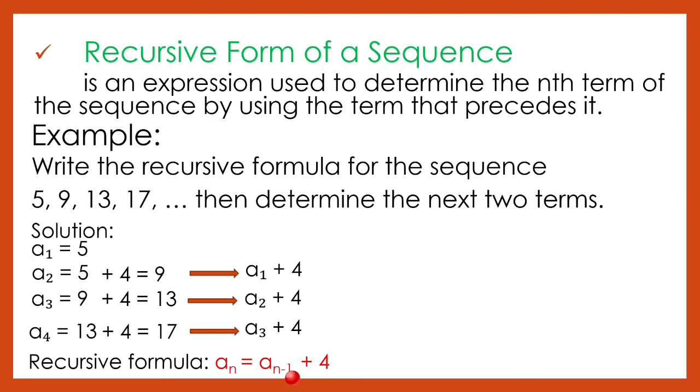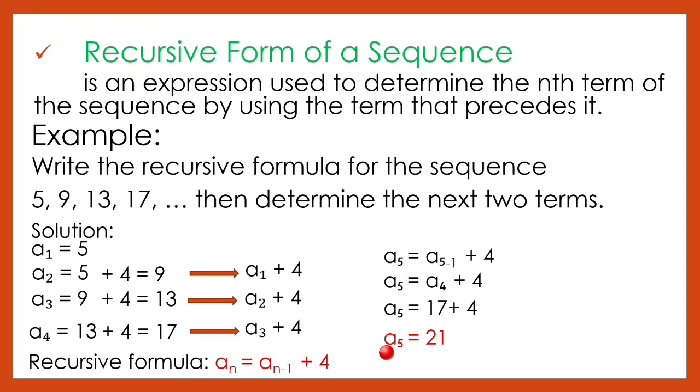Let us find the next two terms. The next term is a sub 5. So, our n is 5. Substitute 5 to n. We have a sub 5 equals a sub 5 minus 1 plus 4. A sub 5 minus 1 is a sub 4. So, we have a sub 5 equals a sub 4 plus 4. Our a sub 4 is 17. So, substitute 17 to a sub 4. We have a sub 5 equals 17 plus 4. 17 plus 4 is equal to 21. That is our fifth term.